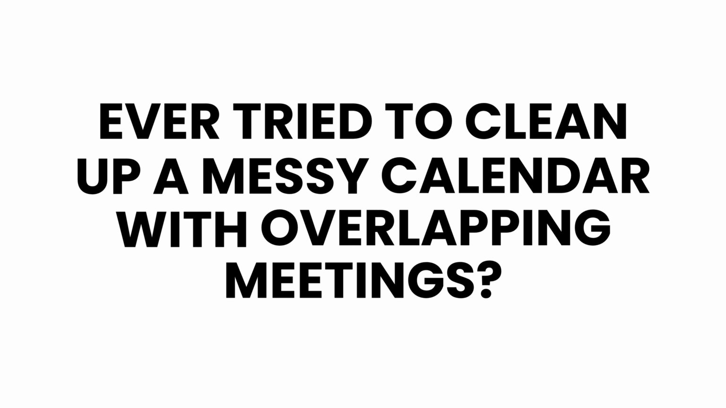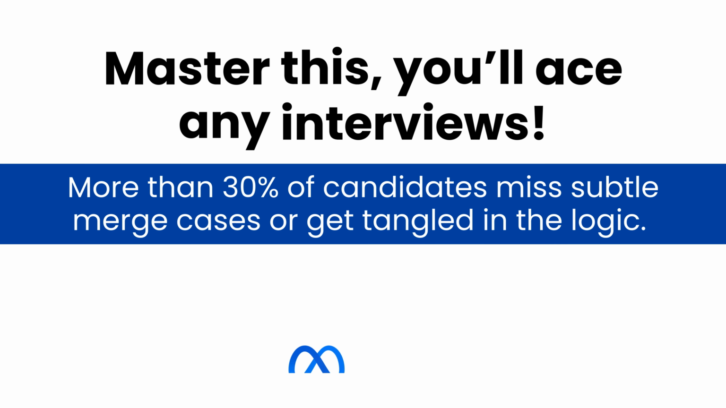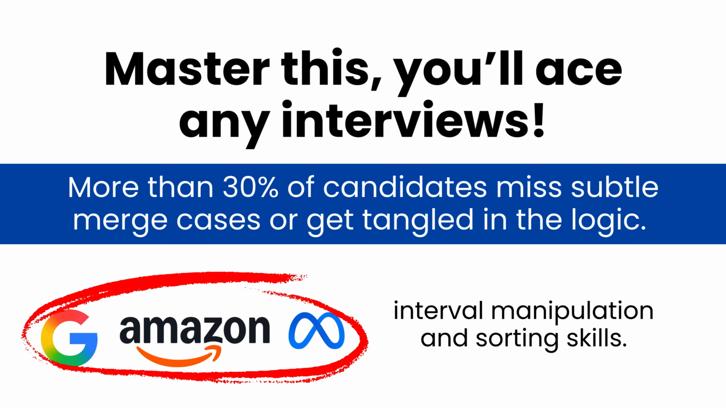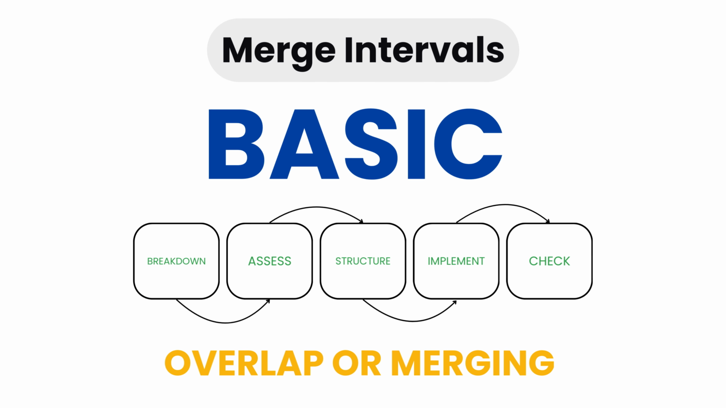Ever tried to clean up a messy calendar with overlapping meetings? Merge intervals is a pattern mastery 100 classic and a go-to at Google, Amazon, and Meta for interval manipulation and sorting skills. More than 30% of candidates miss subtle merge cases or get tangled in the logic. Master this, and you'll be set for any range, timeline, or schedule question. Let's break down merge intervals with the basic approach, so you can handle any overlap or merging scenario with confidence.